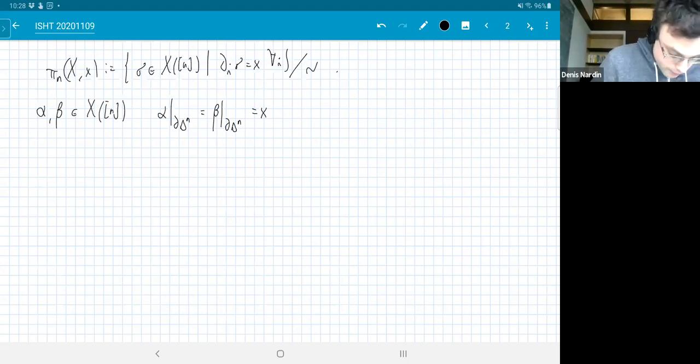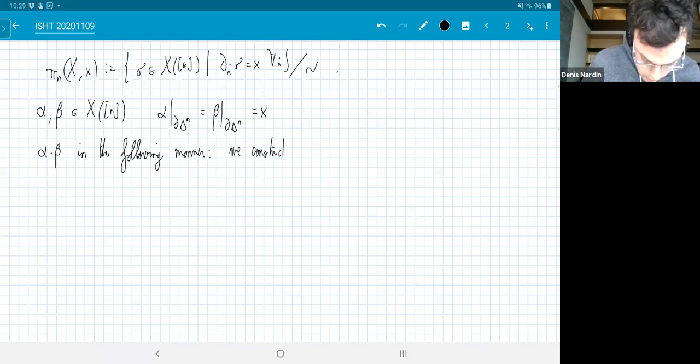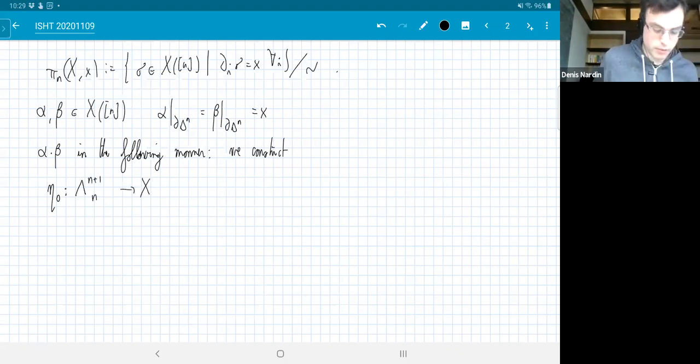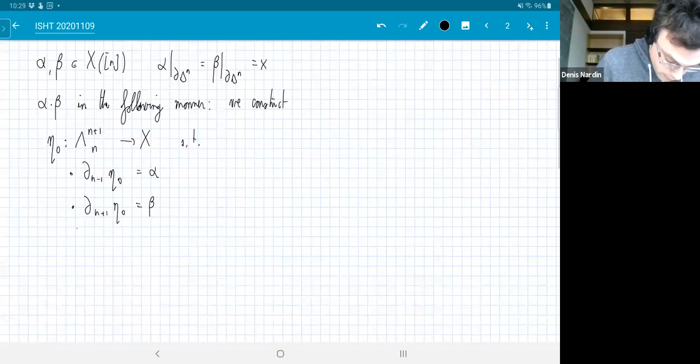Okay, we can define α · β in the following manner. So we construct η_0 from Λ^{n+1}_n into X. Remember, this Λ^{n+1}_n is just the set of all faces of Δ^{n+1}, except for the nth, such that the (n−1)th face is α, the (n+1)th face is β, and the other faces are just constant.